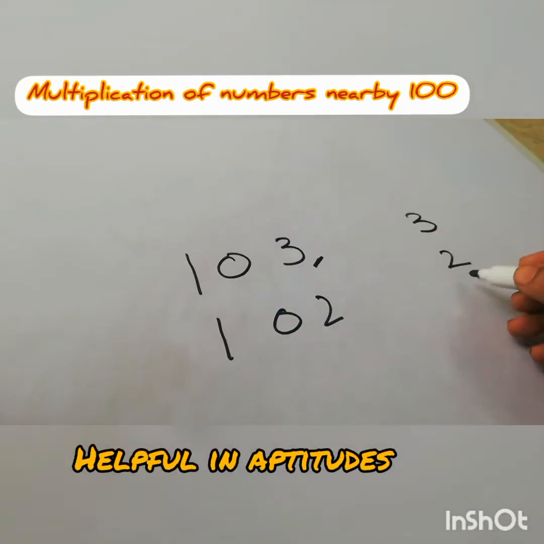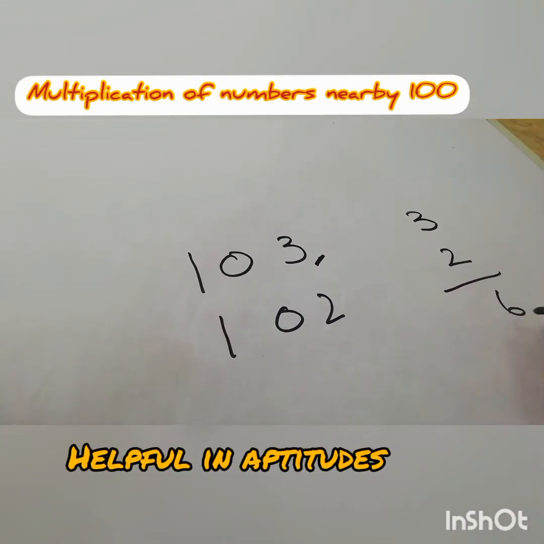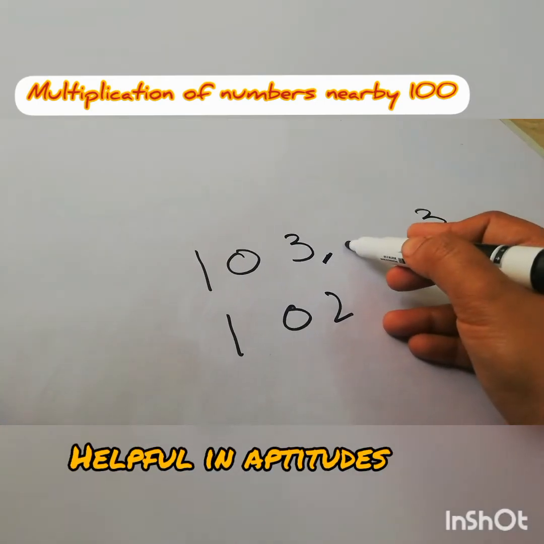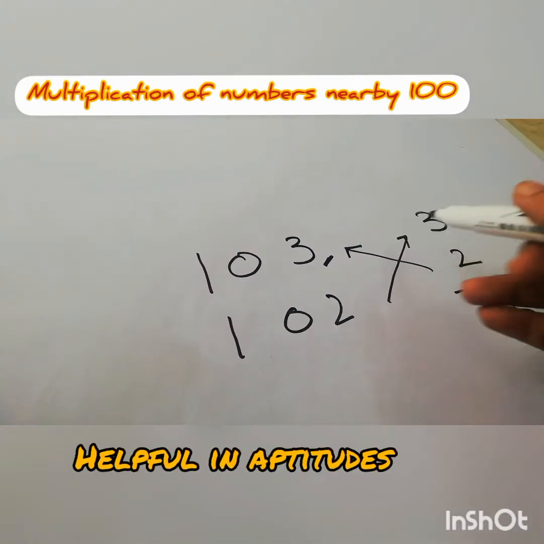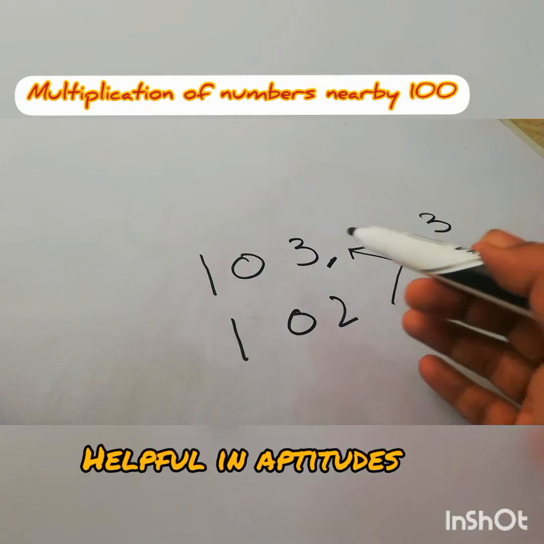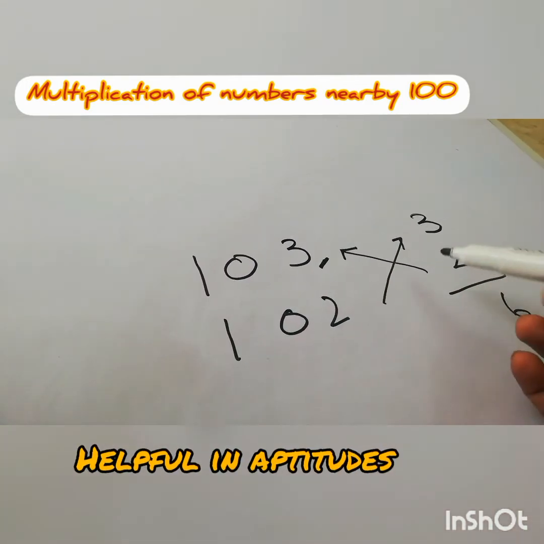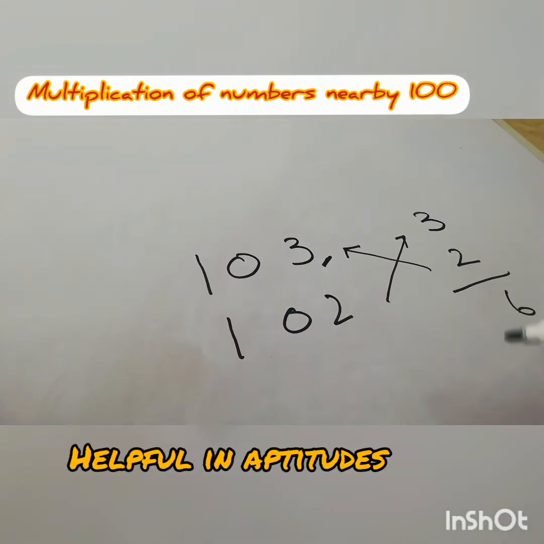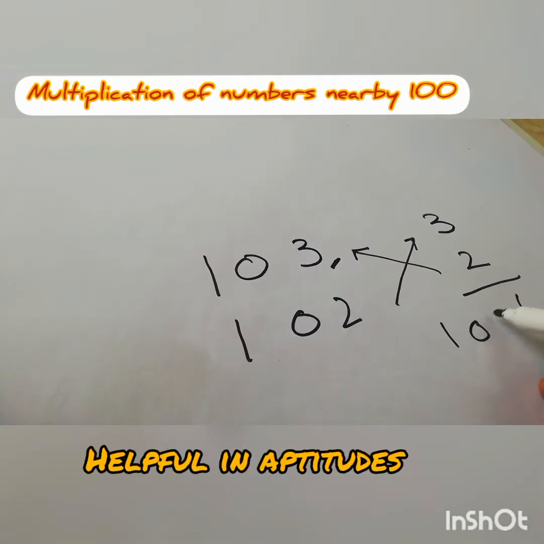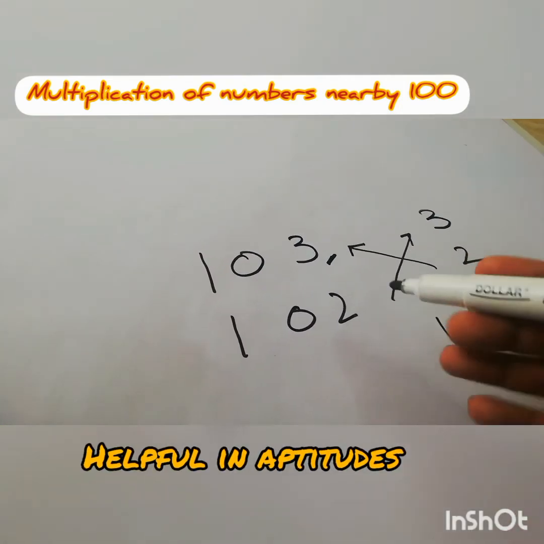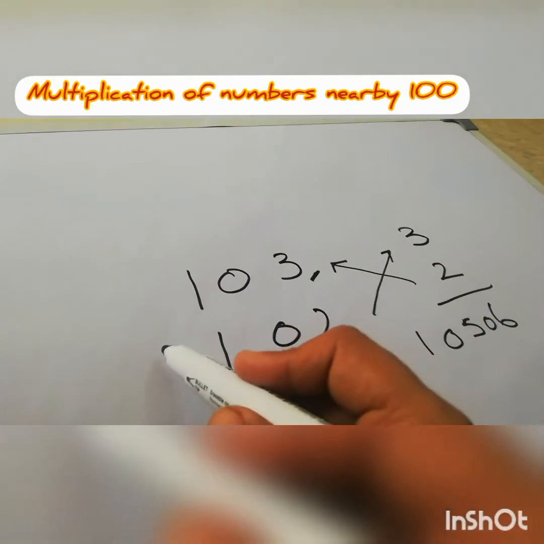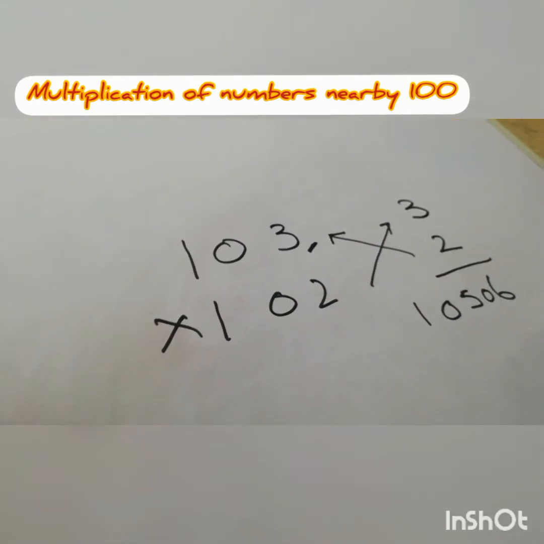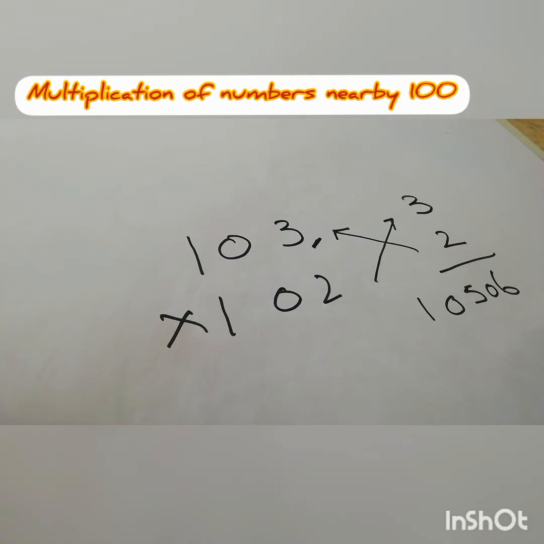What I will do, I will multiply these two numbers and I will cross add these numbers. You can add 2 into 103 or you can add 3 into 102. In both cases you will get the same answer. You get the answer 105 which is the multiple of 103 and 102. You like this trick too.